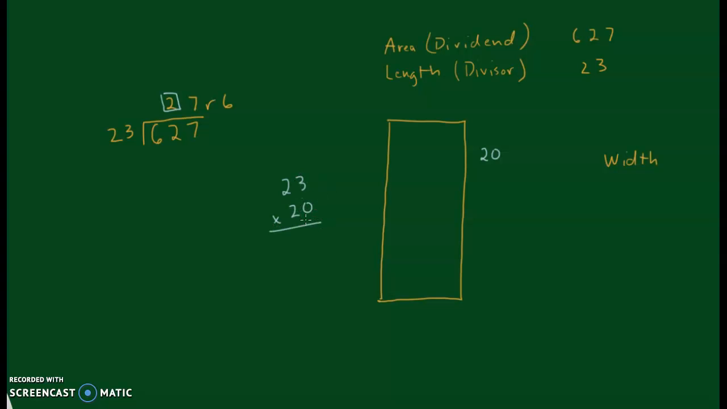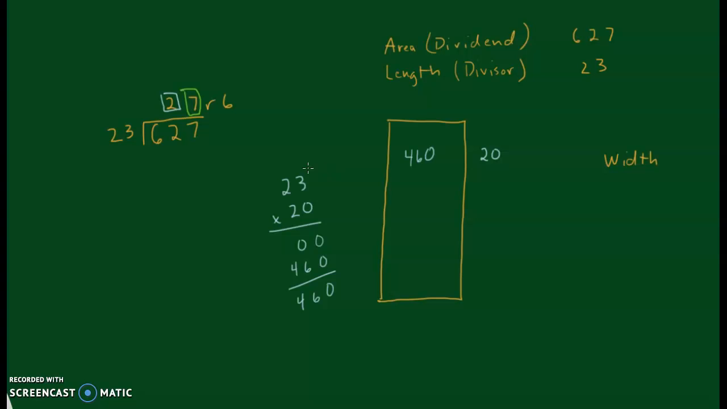23 times 20. So I've got 3 times 0 is 0, 2 times 0 is 0. I'm multiplying by the tens place. I'm going to put down my 0. 3 times 2 is 6. 2 times 2 is 4. So I'd get 460.